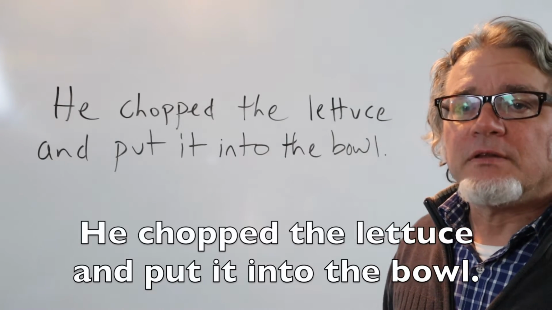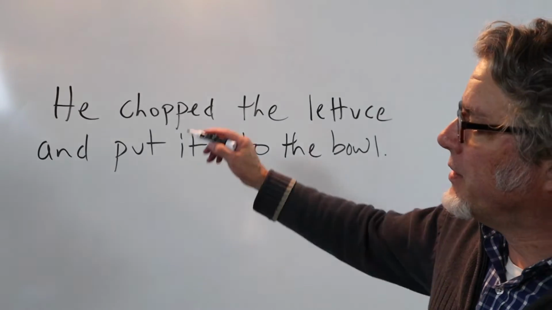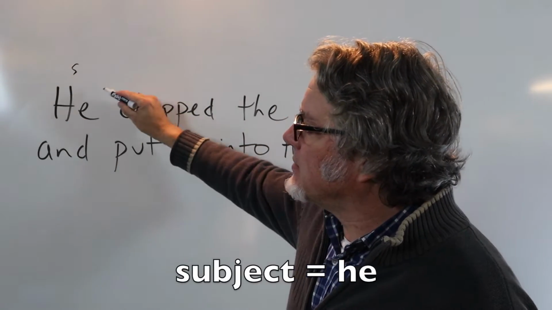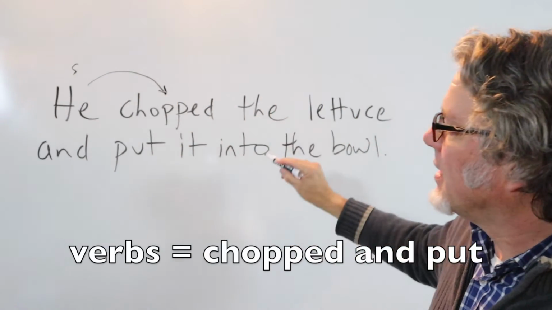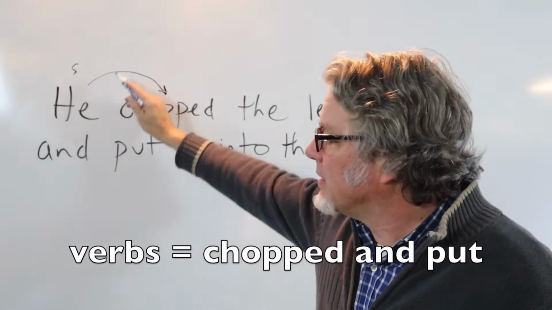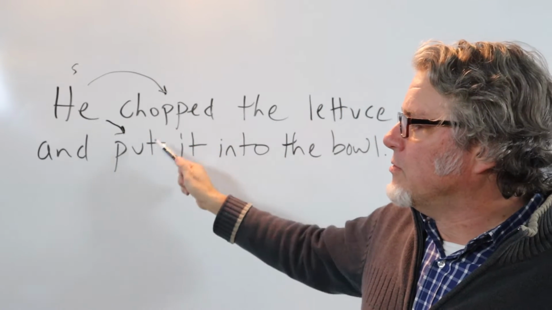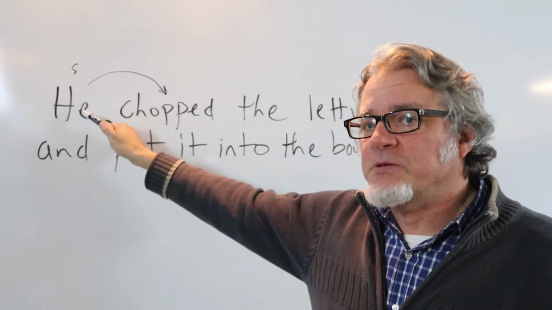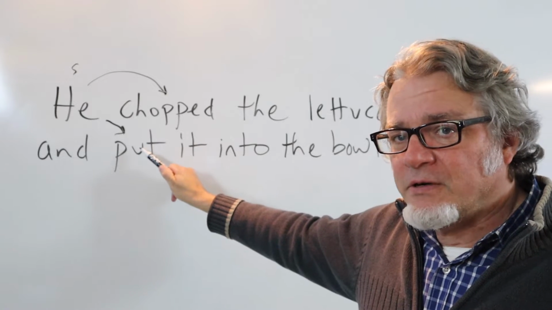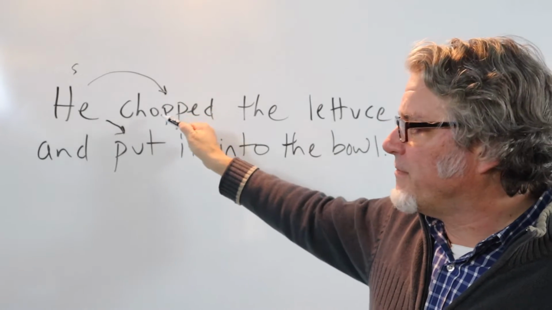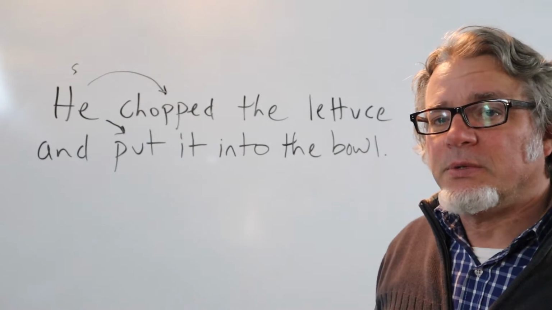He chopped the lettuce and put it into the bowl. Here's the subject, and this is used with the verb chopped. Here's a conjunction, and put. You think about the subject when using that second verb. Just as you think of the first verb, you're also thinking about the second verb.